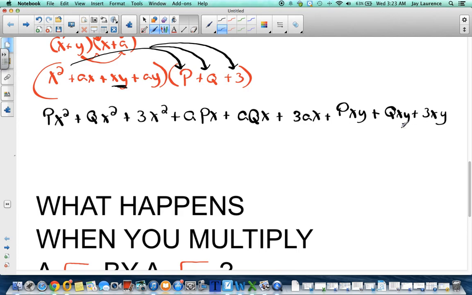I'm not seeing any like terms, so I'm just keeping this puppy going. Plus, now I have to do the ay, so I'm going to get an apy plus an aqy plus a 3ay. And there you go. There is your polynomial. All right, it's kind of long, but it's not really difficult. You just have to remember to do all the parts.